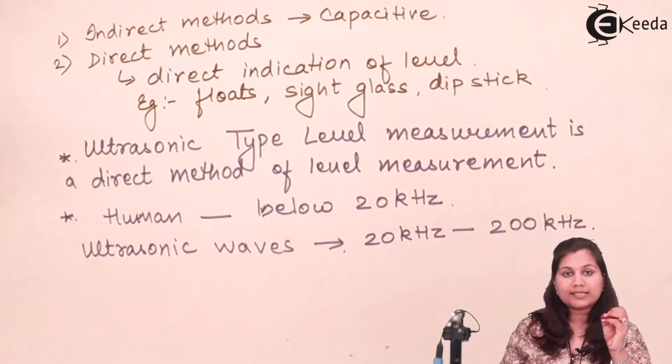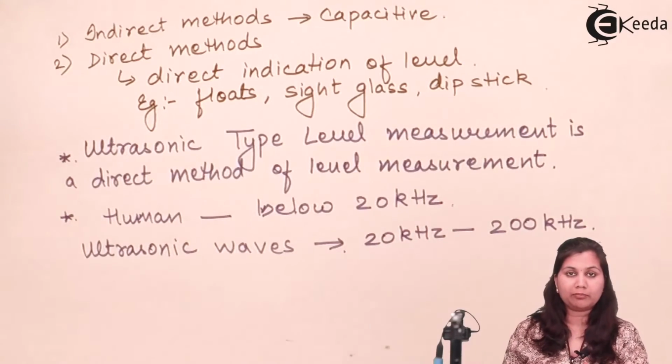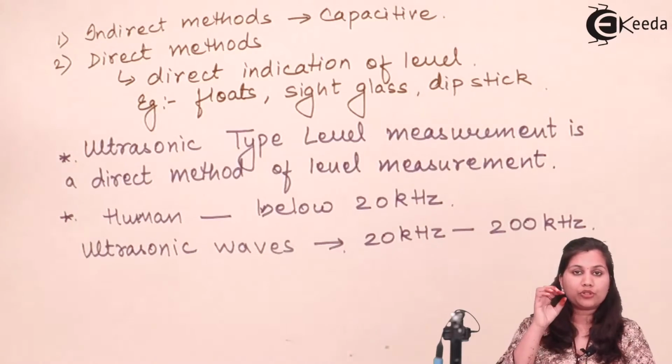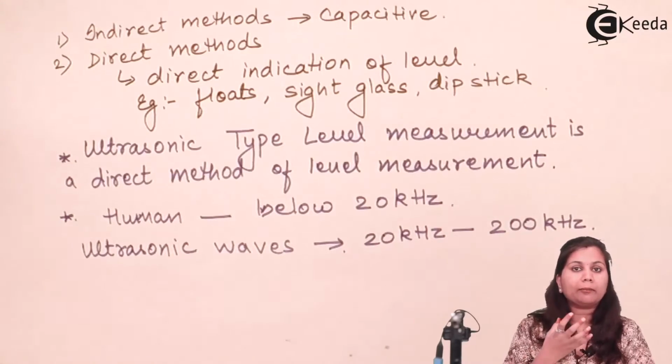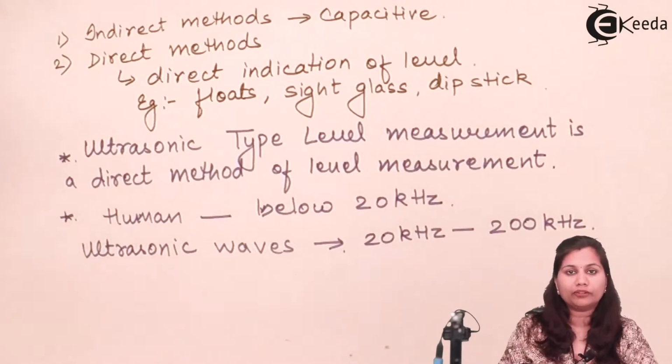The same principle is used by ultrasonic type level measurement methods. There also, ultrasonic waves are generated. These waves strike the level of the liquid and return back, and the time taken by the waves to strike that object and return back is calculated to find out the level of the liquid.